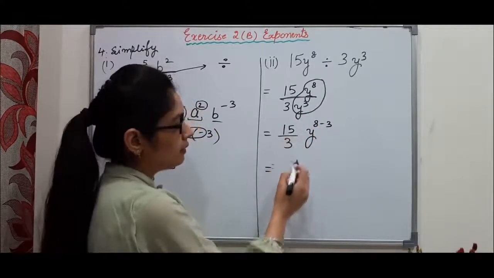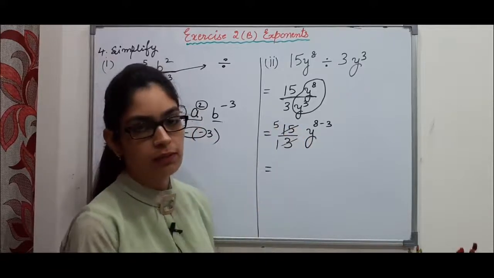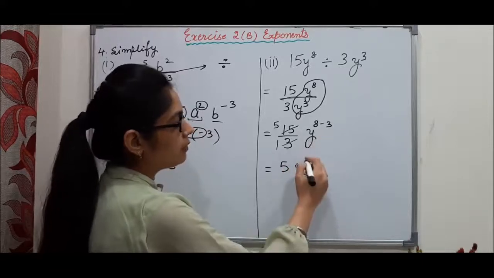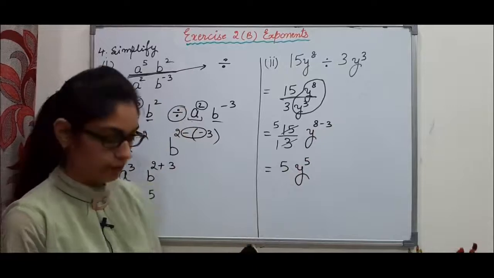This we can do cancellation, 3 into 1, 3 into 5. So that is why I wrote it this way, so that we can solve this also. So it is 5, y 8 minus 3, 5. So 5 into y to the power 5.